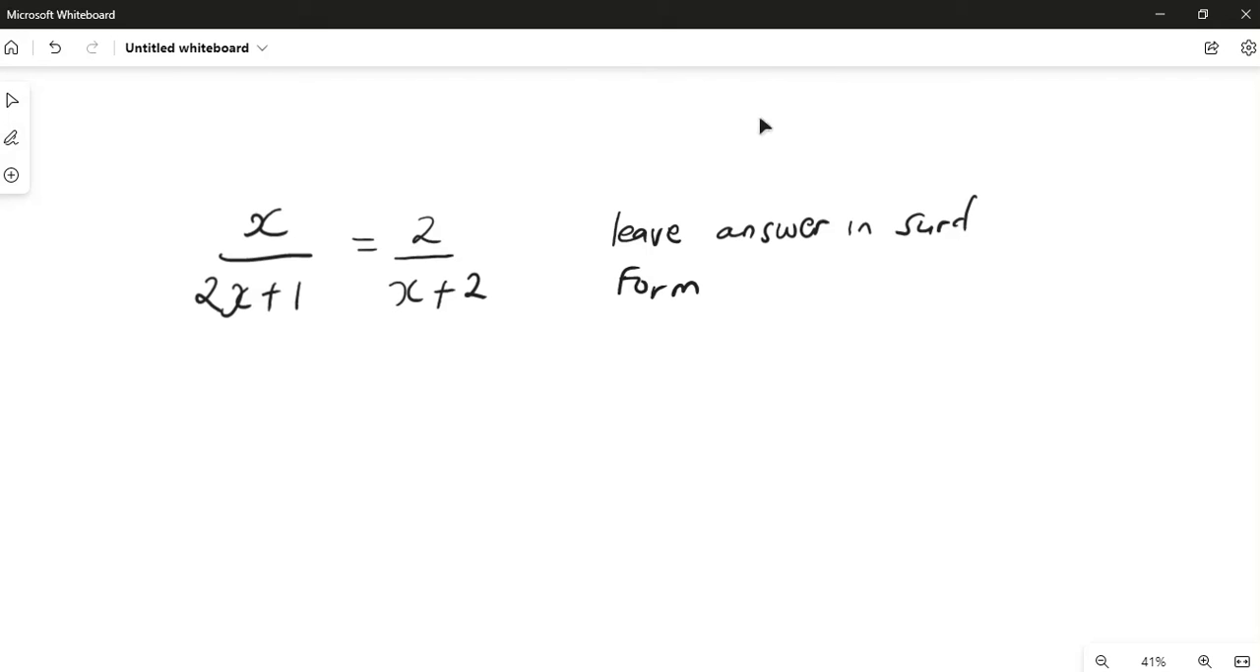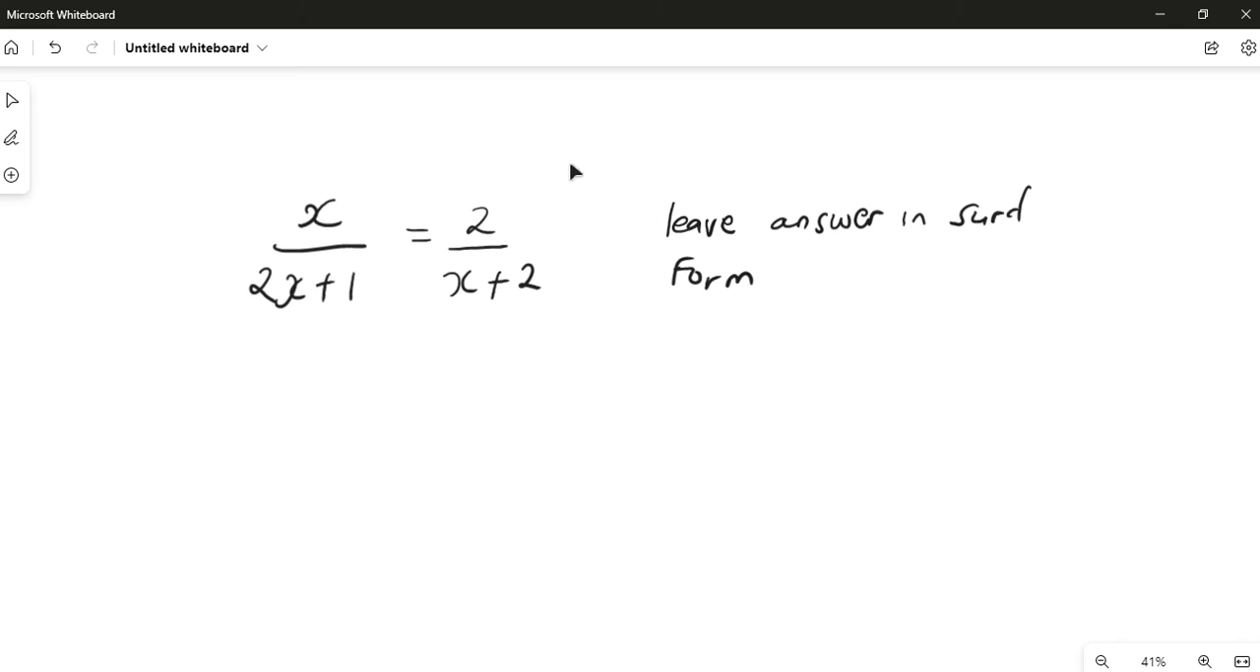All right, we've been given a question here: x over 2x plus 1 equals 2 over x plus 1. We have to leave our answer in surd form. So the first thing that we're going to do is cross multiply.